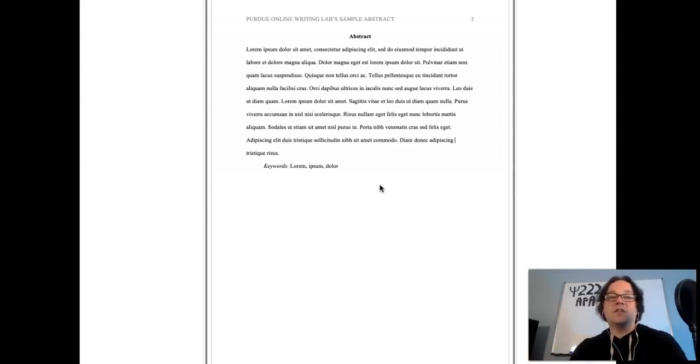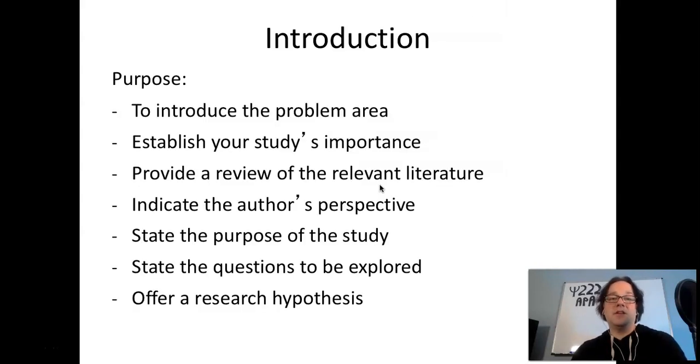Okay, moving on to the body of the paper. This is going to begin a new page, where we're going to start with our introduction. And the purpose of the introduction is to establish your problem area. So what are you studying? This is your opportunity to introduce us to your field, your idea, essentially, right?